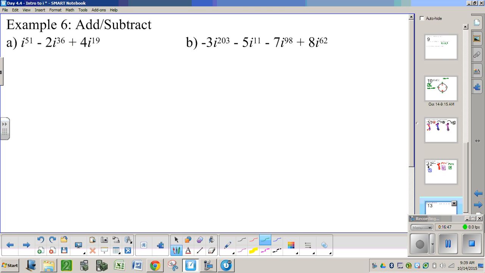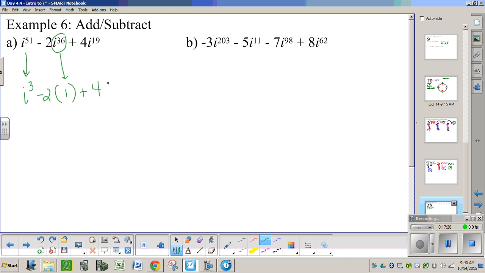All right, now we're adding and subtracting here, so you're just going to go through, simplify each one very carefully and separately, and then you're going to combine your like terms. So I'll do A with you, and then I'm going to leave B for you to try on your own. So if I want to simplify i to the 51st, that's going to reduce down to i to the 3rd. So you can go ahead and do the multiplication, check, make sure I'm right. Okay. And then this is going to be minus 2 times this i to the 36th is just going to be, you're right, 1, because 36 is a multiple of 4.